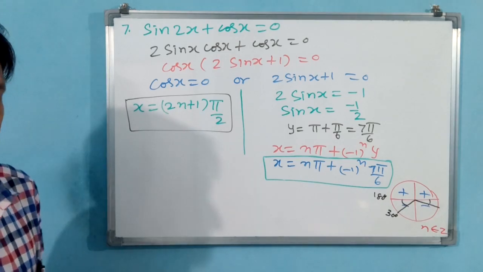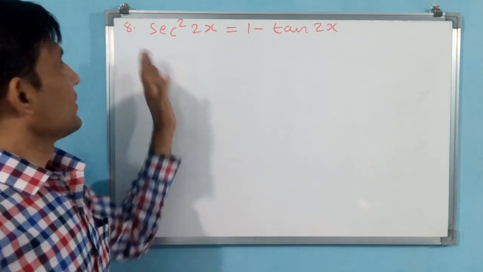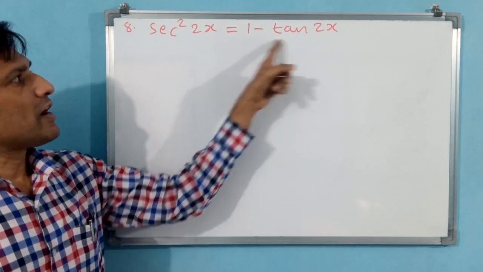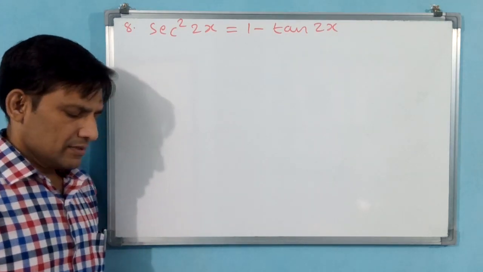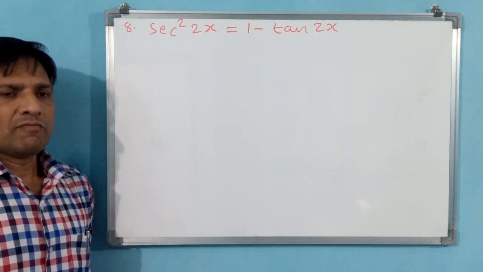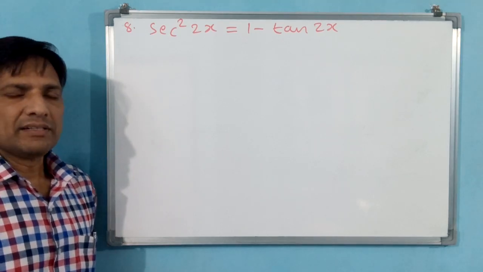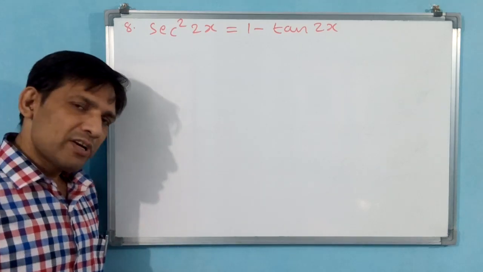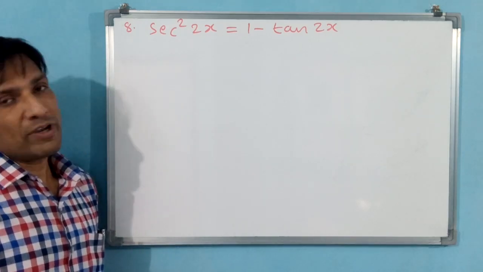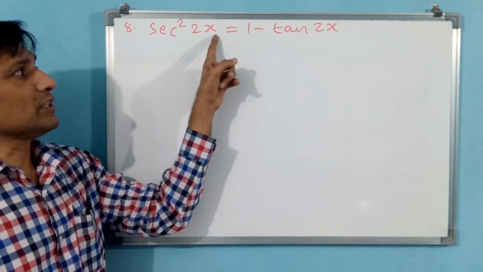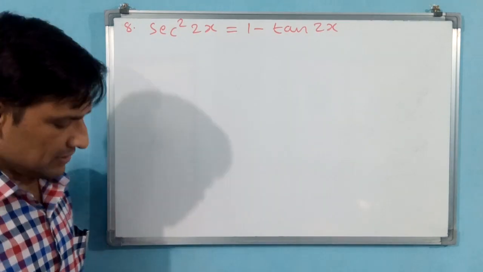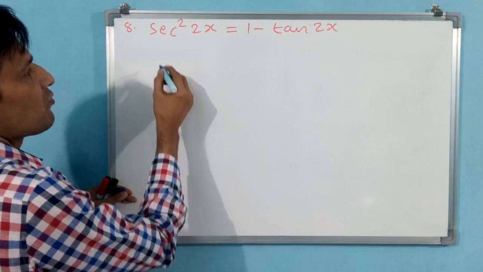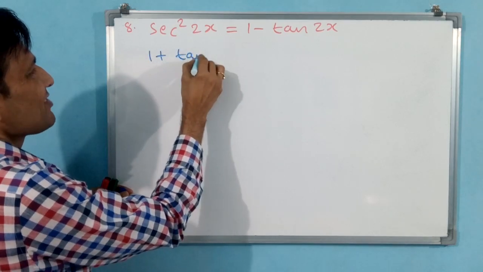Let us go for the 8th question. See the 8th question: secant square 2x is equal to 1 minus tan 2x. We know 1 plus tan square theta is equal to secant square theta, or secant square theta we can write as 1 plus tan square theta. 1 plus tan square 2 theta is secant square 2 theta. Same thing is there. Convert it first. You see how I am converting: secant square 2x I am converting to 1 plus tan square theta.